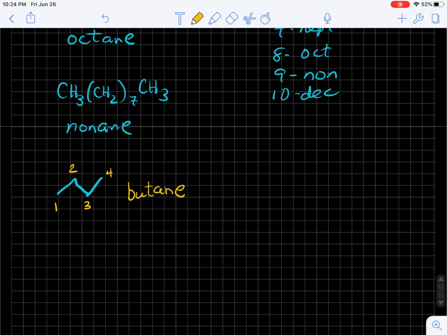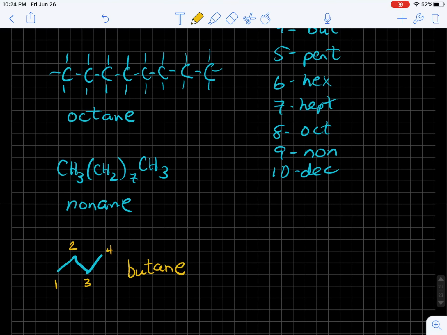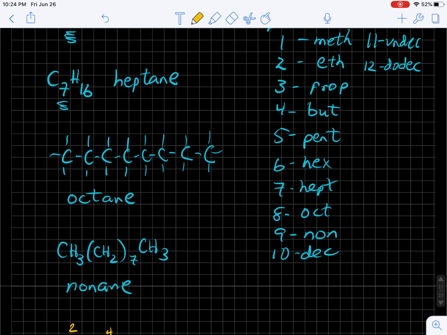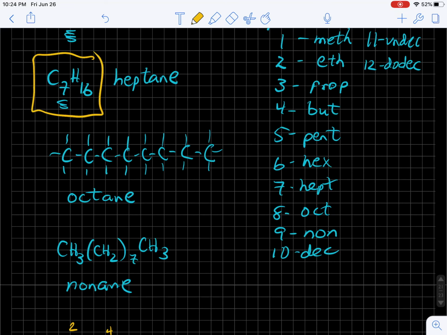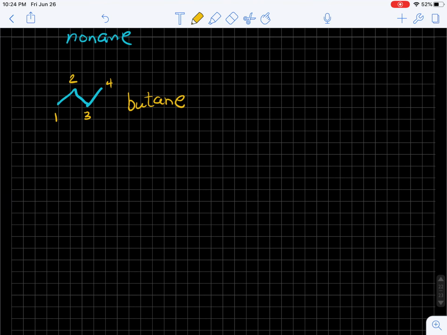So on the test, if I give you the name and you want to draw a structure, if it's an FRQ, a free response question, I'll accept any of these. I'll accept condensed structure, bond line, a chemical molecular formula, or I will accept this skeletal structure. Any of them would be fine.